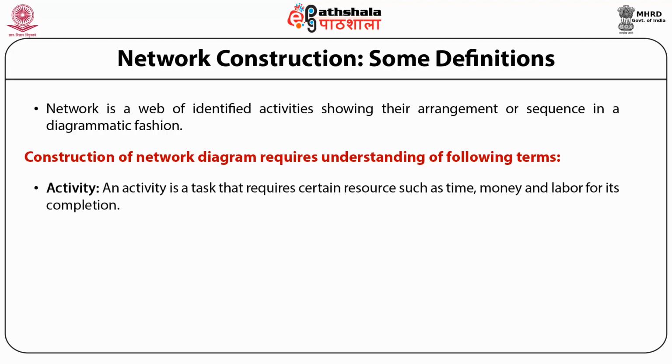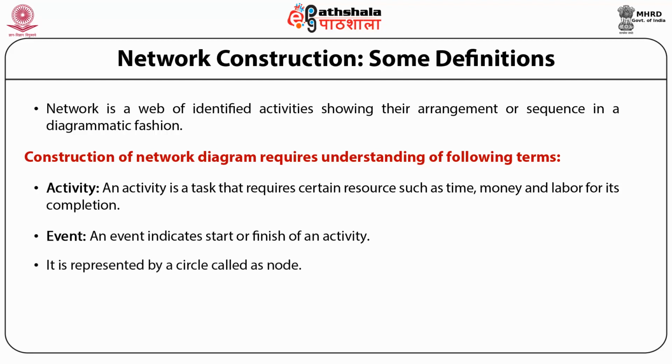Activity. An activity is a task that requires certain resources such as time, money, and labor for its completion. In a network diagram, it is represented by an arrow. An activity occurs over a period of time. Event. An event indicates the start or finish of an activity.